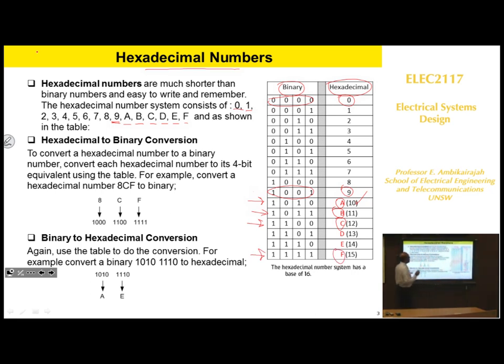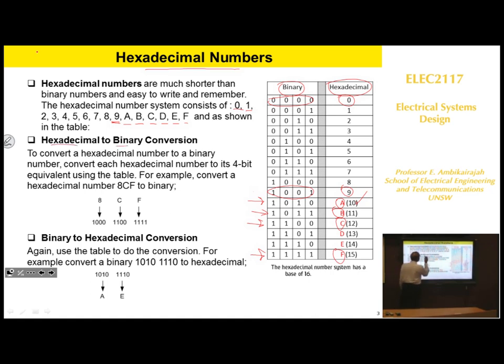So that's your binary to hexadecimal conversion table, and you need to remember this table. When you do questions again and again, you'll remember this pretty fast. If you don't remember, you need to look up this table, but it's not hard to remember, and you'll be a lot faster if you remember.